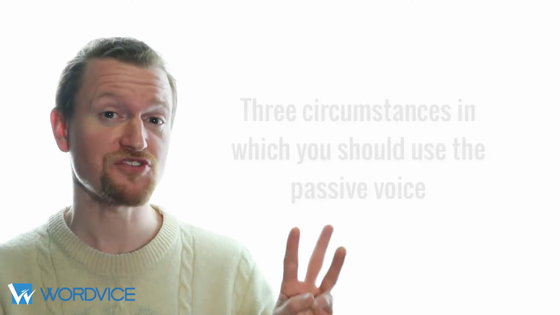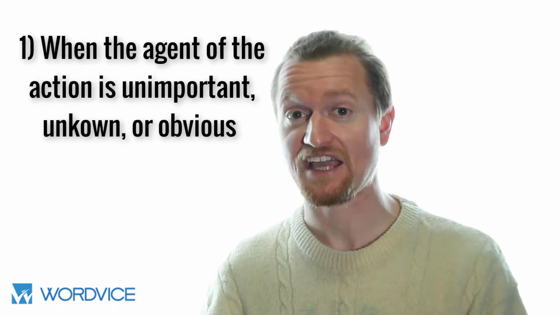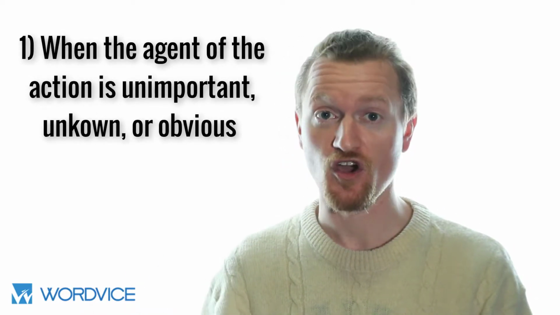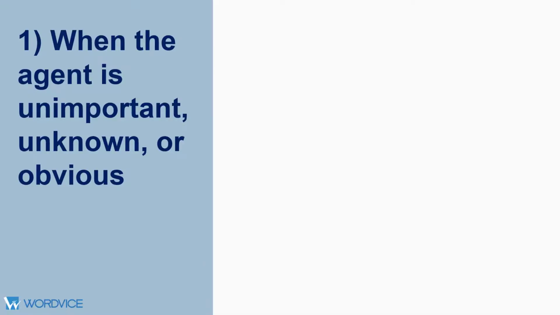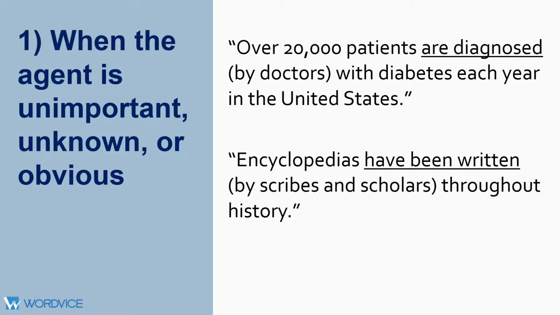But let's talk about 3 circumstances in which using the passive voice can be a good decision. First, choose the passive voice when the agent of the action is unimportant, unknown, or obvious to readers. For example, over 20,000 patients are diagnosed with diabetes each year in the United States. Encyclopedias have been written by scribes and scholars throughout history.